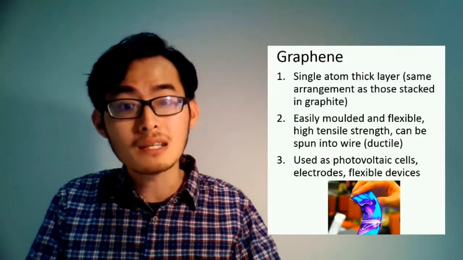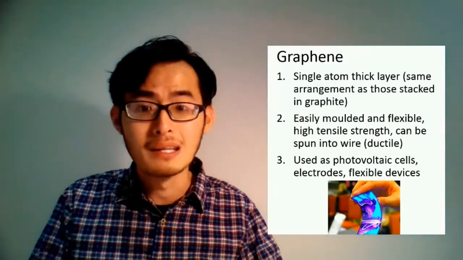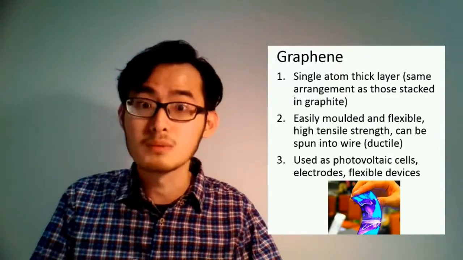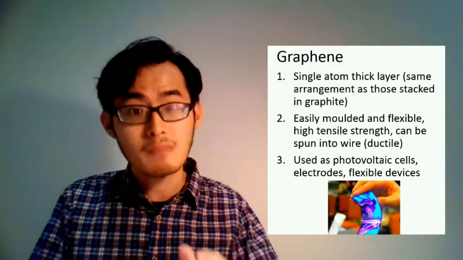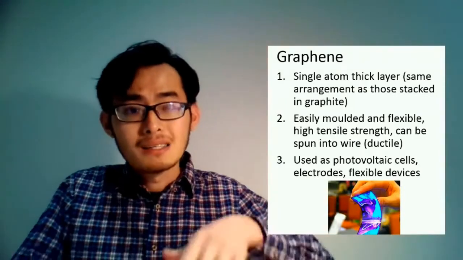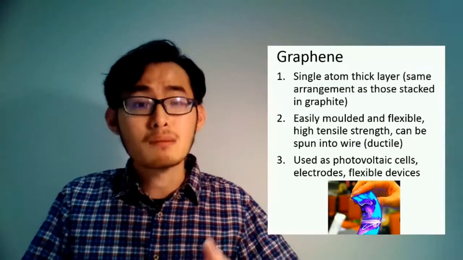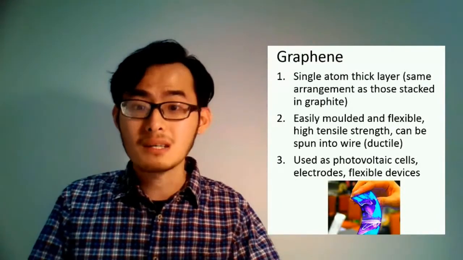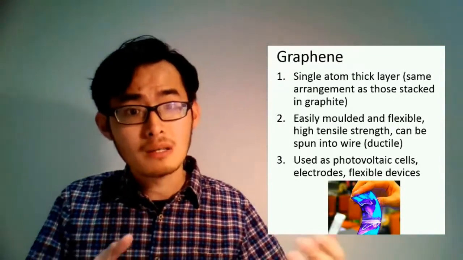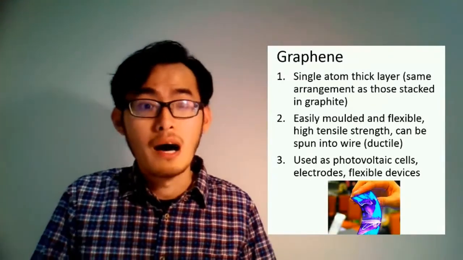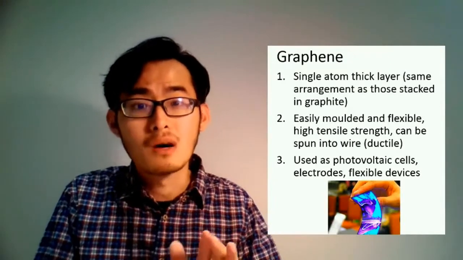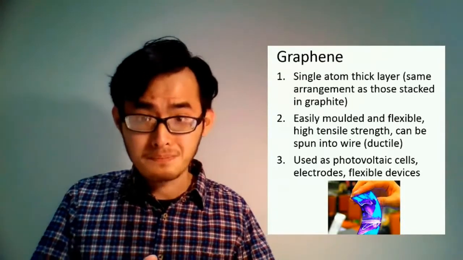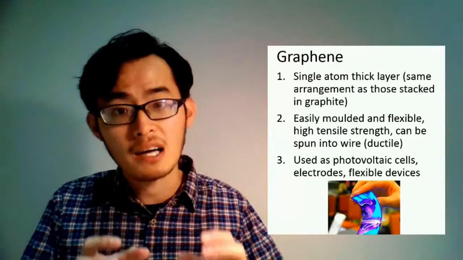Number 2, it is easily molded and flexible. It has high tensile strength, and it can be spun into wire, which means it is ductile. So what are the uses of it? It can be used in photovoltaic cells because it is capable of conducting electricity. Bear in mind, it still has the 4th valence electrons that enable it to conduct electricity. At the same time, it can be used as electrodes, and it can be used to make flexible devices as well, such as the foldable phone that you probably have come across in the market nowadays, or towards the future, that you will be able to use. It is made of graphene because of its flexibility, even though it still has high tensile strength.